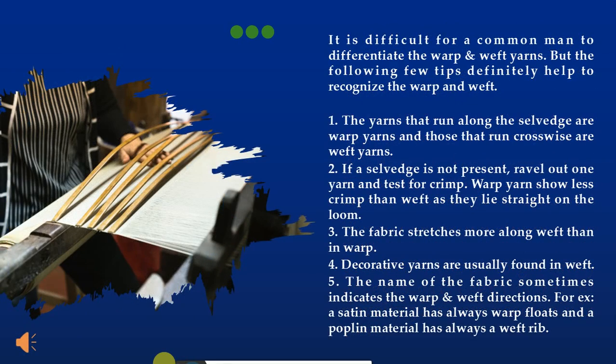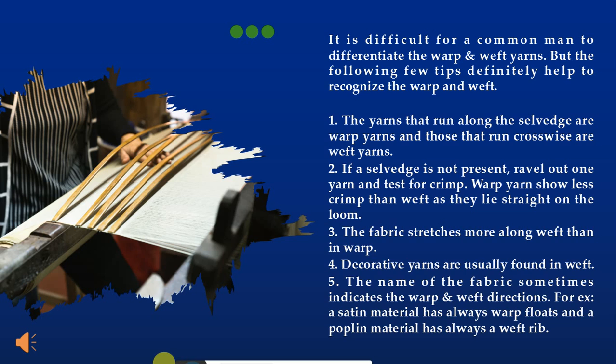It is difficult for a common man to differentiate the warp and weft yarns. But the following few tips definitely help to recognize the warp and weft. 1. The yarns that run along the selvedge are warp yarns and those that run crosswise are weft yarns. 2. If a selvedge is not present, ravel out one yarn and test for crimp. Warp yarns show less crimp than weft as they lie straight on the loom. 3. The fabric stretches more along the weft than in the warp.